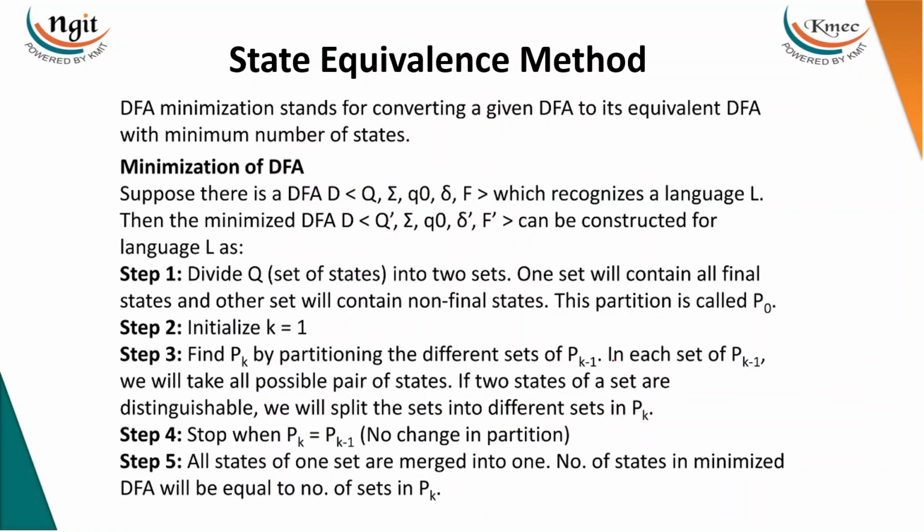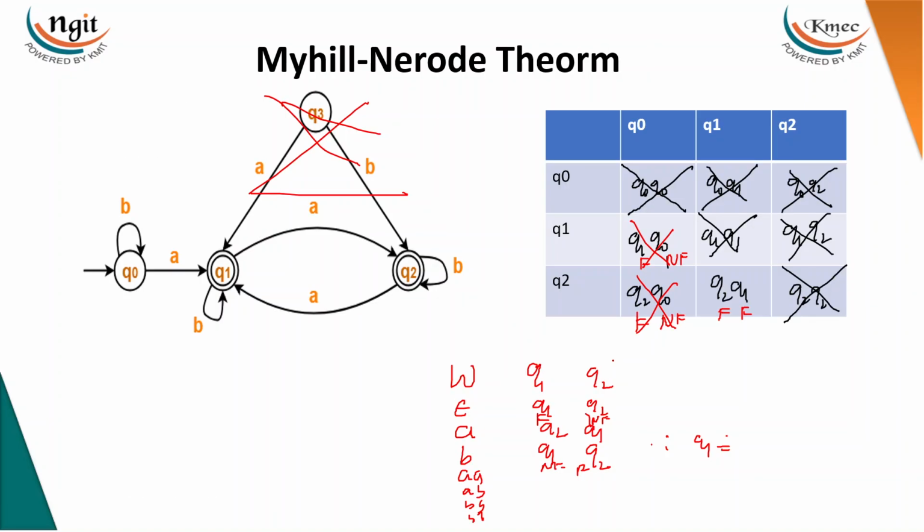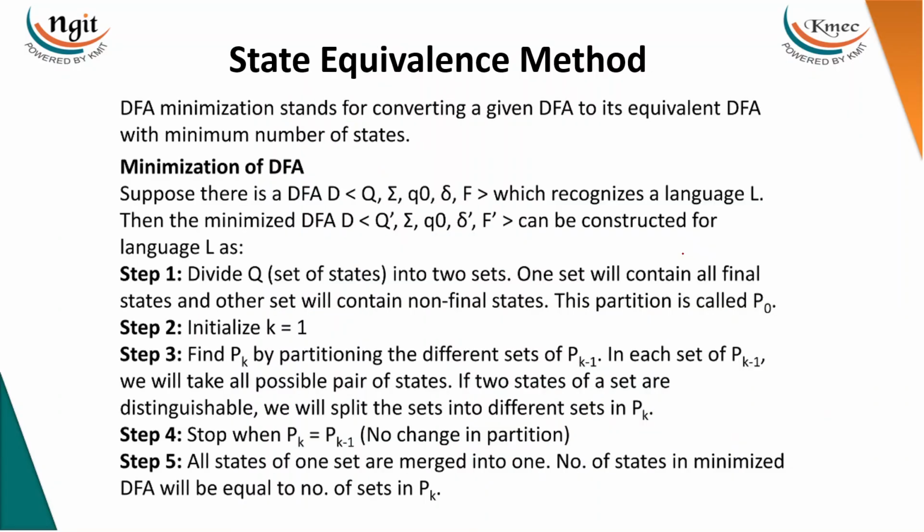So that's how it is going to be. The next one is the state equivalence method. Why are we going for it? For example, if you have 10 states, who will construct this table, guys, the Myhill-Nerode table of 10 rows and 10 columns? It's a waste of time, right? So to overcome that, we are going to use the state equivalence method.